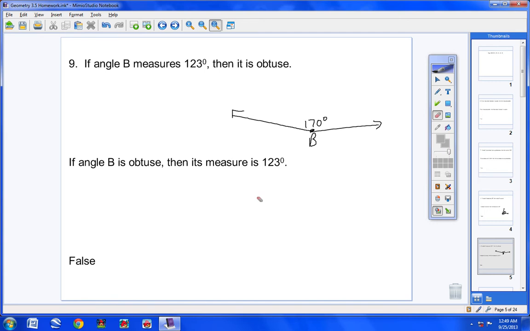All right, moving on. Let's take a look now at numbers 10 through 15. The directions state, determine whether enough information is given to conclude that M is parallel to N. So you're going to say yes or no, and then tell me why.